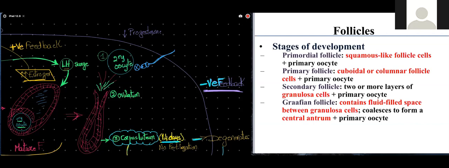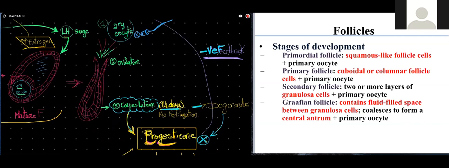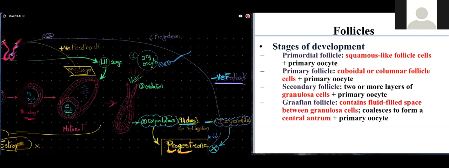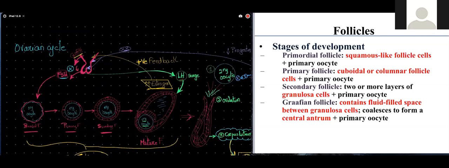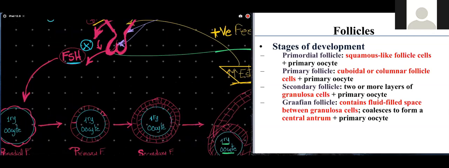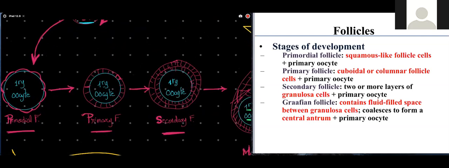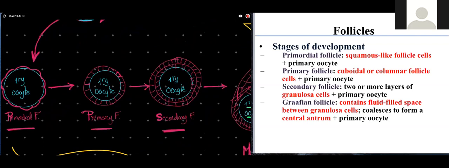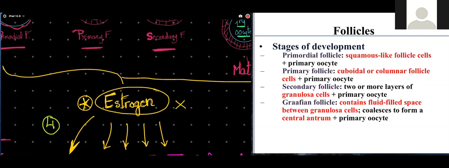What else is going to happen? This corpus luteum, again, will degenerate. And as it degenerates, what's going to happen to the levels of progesterone? They will decline. Remember, the progesterone did have a negative feedback on the hypothalamus. So you didn't have FSH produced. And if you don't have FSH, this means there will be no growing follicles. And if you don't have growing follicles, you won't be producing estrogen.